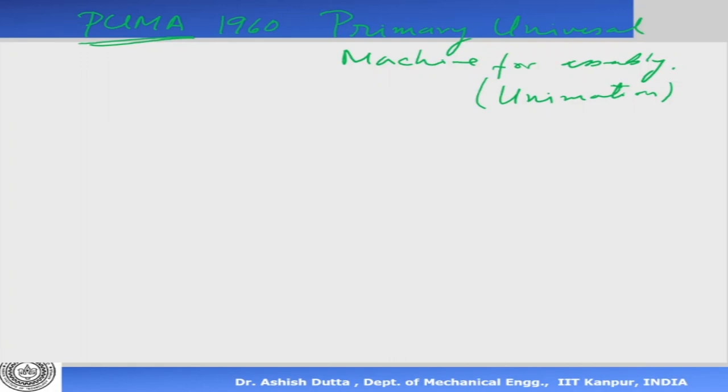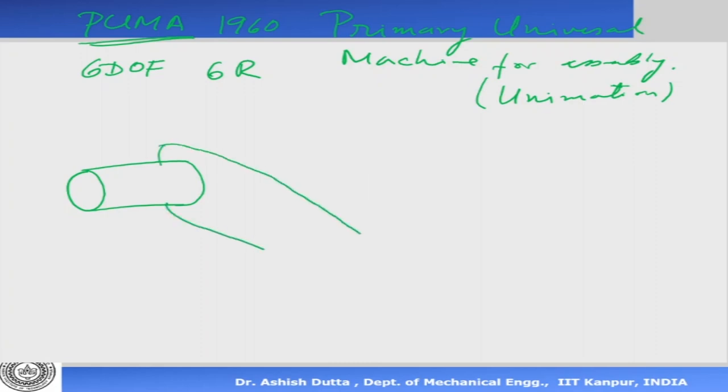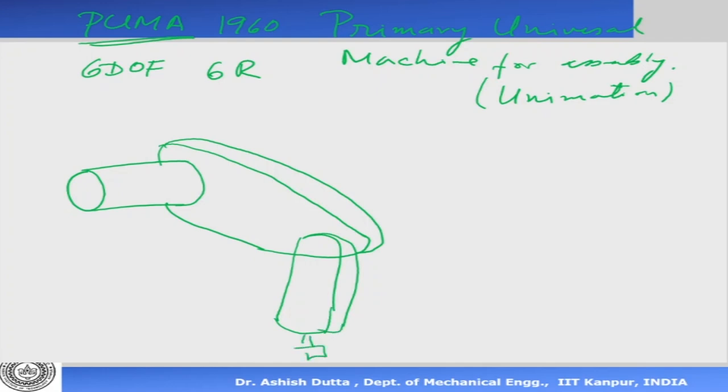Now the Puma robot has 6 degrees of freedom, and it has 6 revolute joints. Now let me very quickly draw it here and try to explain. So this is your Puma robot, and this is what the structure of the robot looks like. I'll explain each of the joints one by one. And this is the base.